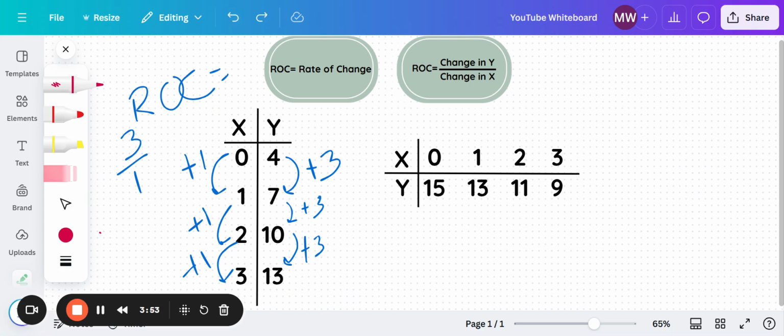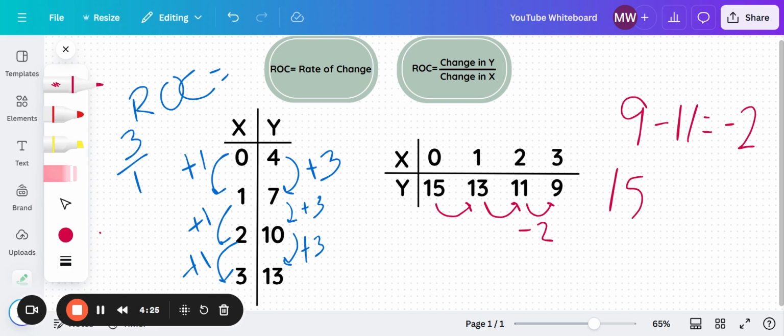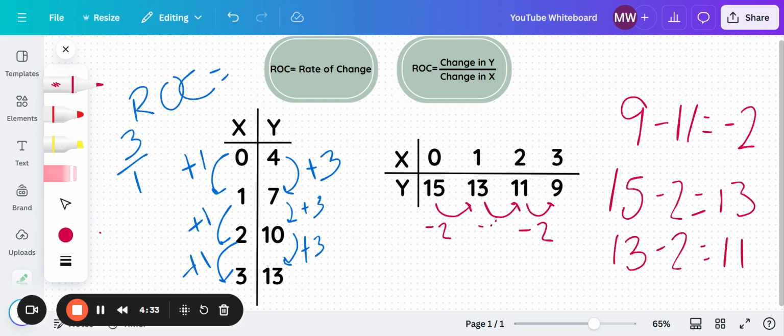So I'm going to use the same process, find how my y's are changing. Again, I can use any pair I want to, so I'm going to use 11 and 9. You might not know what's happening right away, so we can work backwards and we can subtract. So I can do 9 minus 11. That gets me negative 2. That negative sign is important because that tells me I have to subtract to go from one number to the other. That should be true of every single one on here. 15 minus 2 equals 13. That works. 13 minus 2 equals 11. That works also.